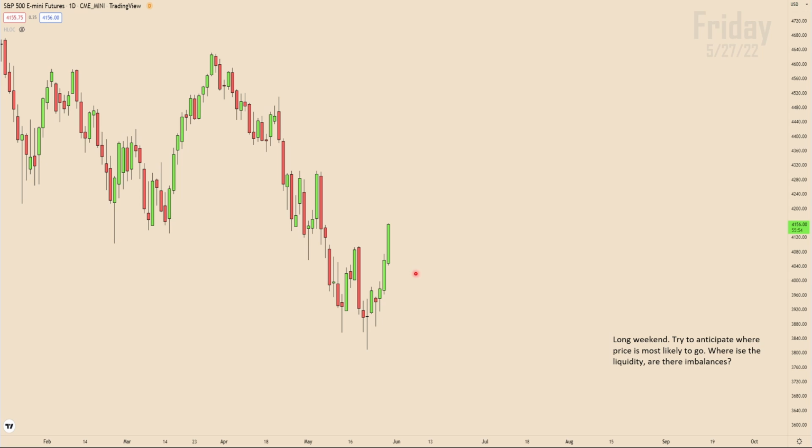So going into the next week, just kind of anticipate: where is the liquidity resting? Are there any imbalances? Where are we likely to go?